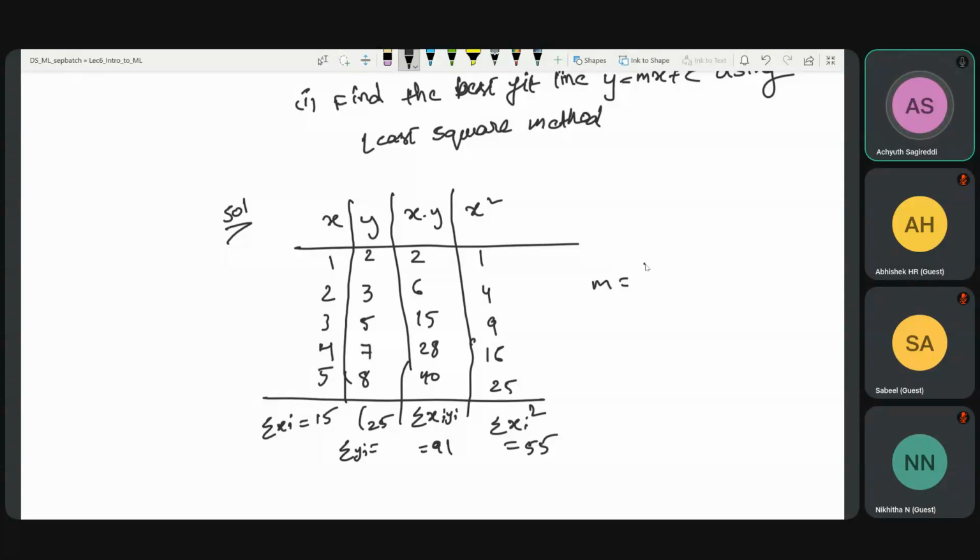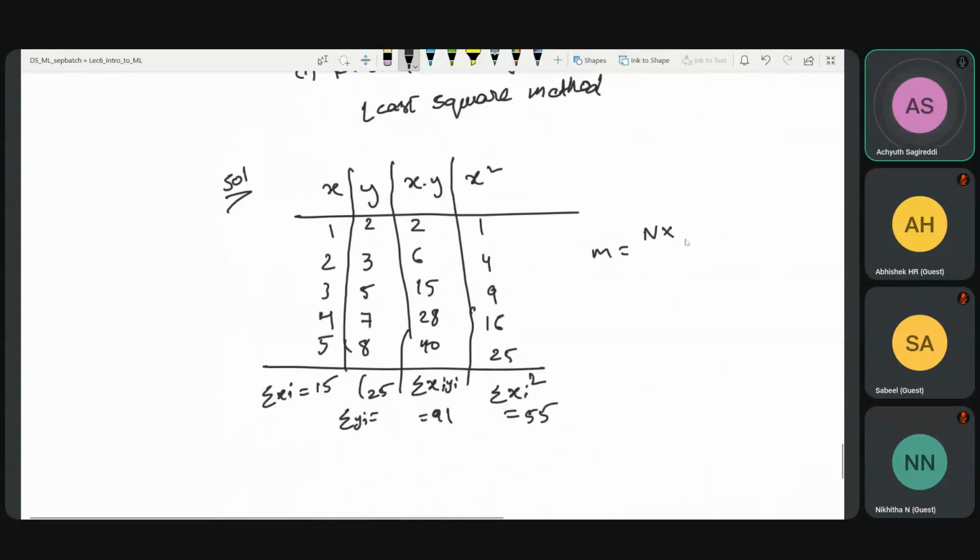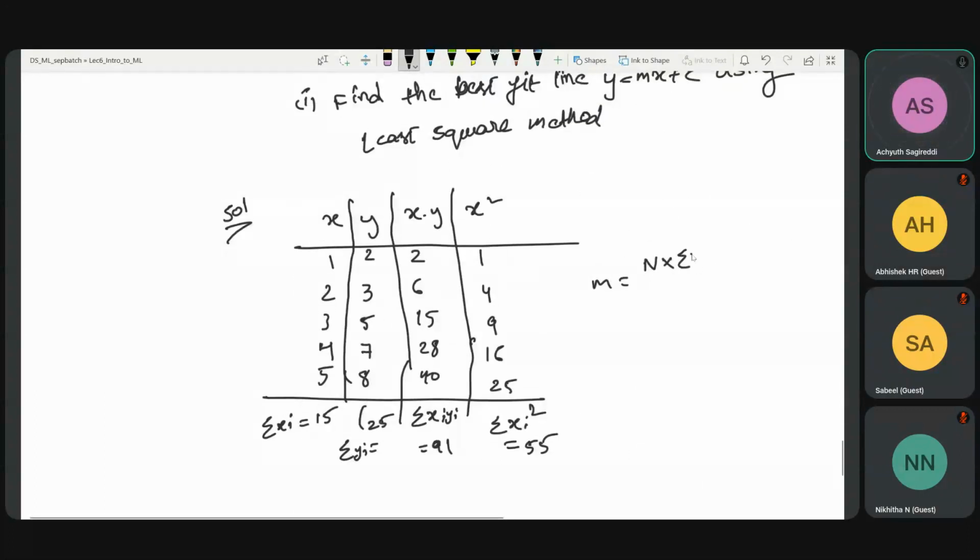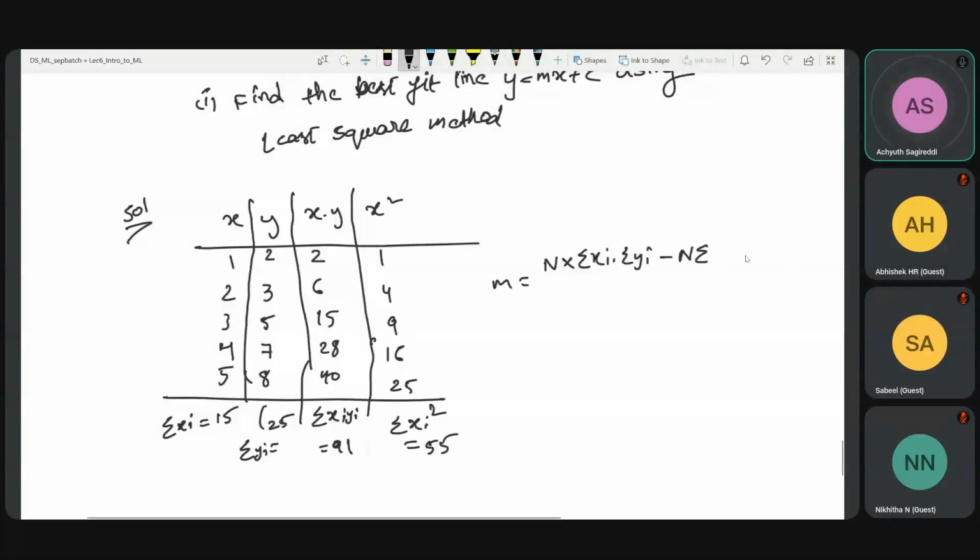m equals n into summation of xi into yi, minus summation of xi into summation of yi, divided by n into summation of xi square minus summation of xi whole square, right?